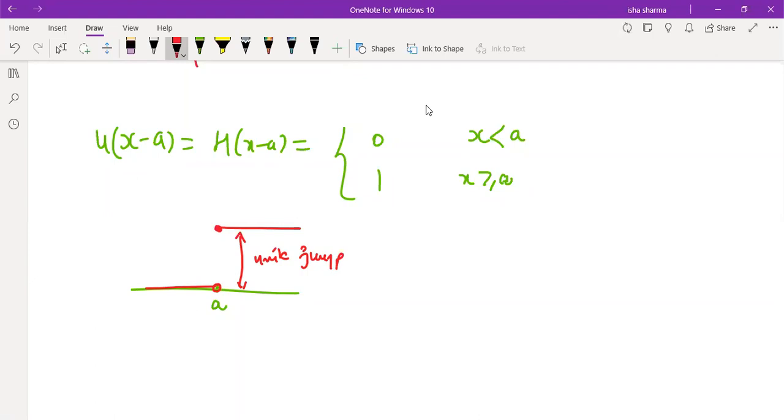Right, so I will stop here. I will not be able to do the second shifting theorem because it needs time to understand that. So that's all for today. You can ask me your doubts if any.